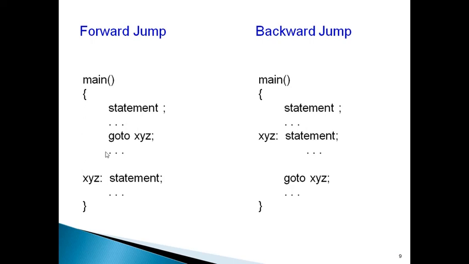The control passes forward, from top to bottom. It is called a forward jump. The control passes back, from bottom to top. Then it is called a backward jump.